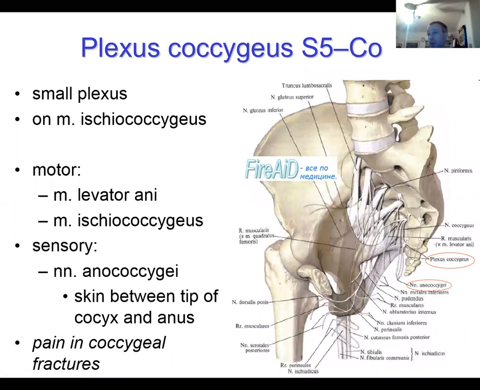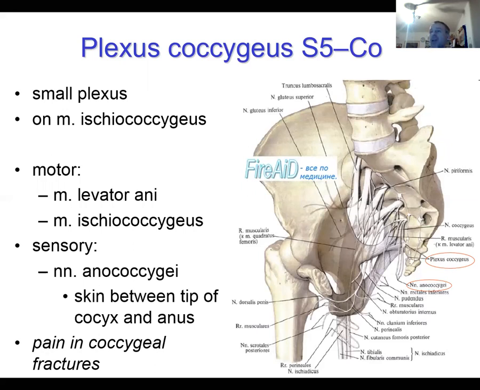And the last anatomical information is about the coccygeal plexus, which is the smallest plexus formed by S5 and the coccygeal nerve, which leaves the sacral hiatus. This small plexus is lying on the ischiococcygeus muscle, which is a small muscle in the extent of the sacrospinous ligament, and it contributes to the innervation of the ischiococcygeus and levator ani muscle, but the majority of the levator is supplied by the pudendal nerve and direct branches from the sacral plexus.